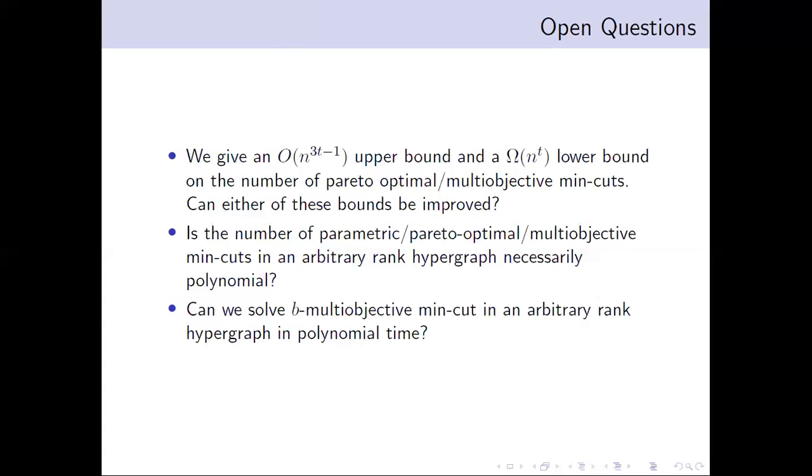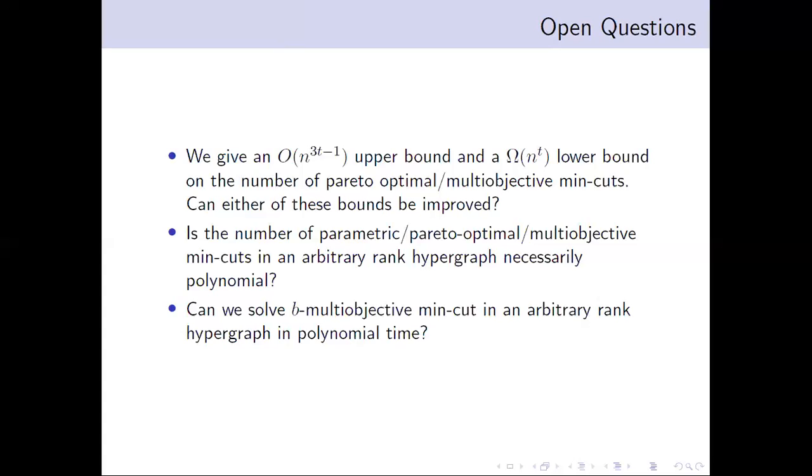Our interleaving argument crucially relies on the fact that all the contractions we're performing are uniform, and uniform random contraction is insufficient to solve min cut in arbitrary rank hypergraphs. So new ideas are needed to solve this problem. And finally, the algorithmic problem of B multi-objective min cut is also open in arbitrary rank hypergraphs. So resolving that would be another avenue of research.